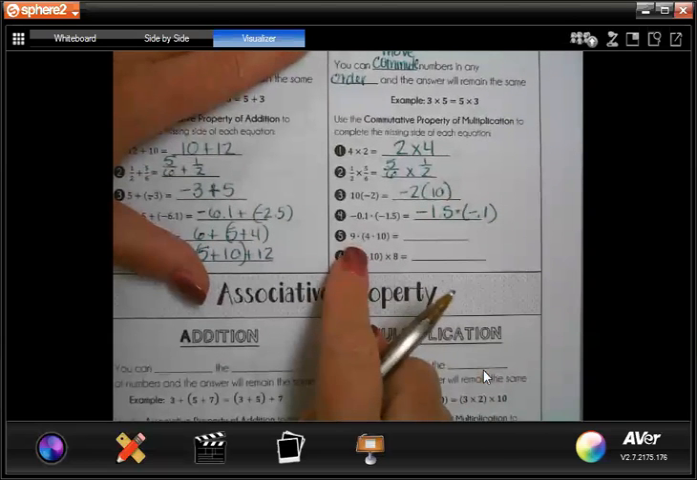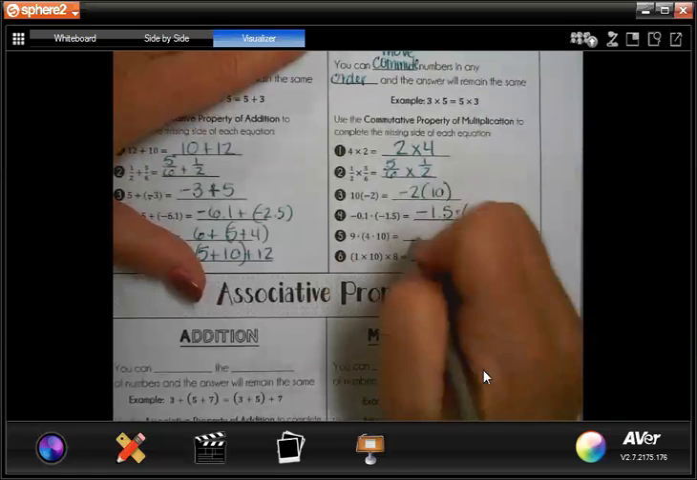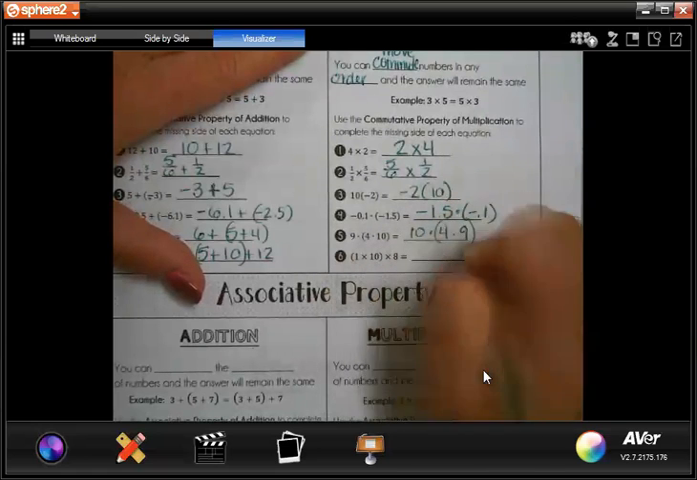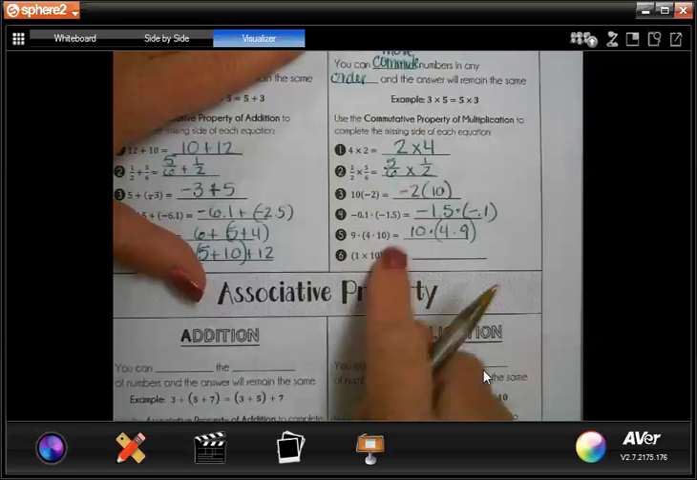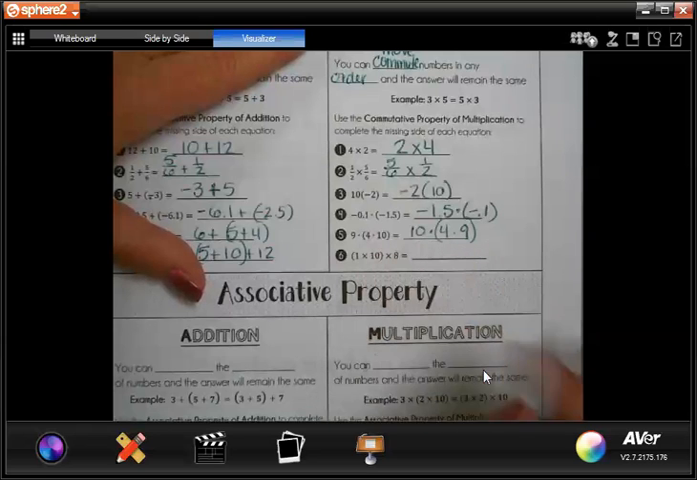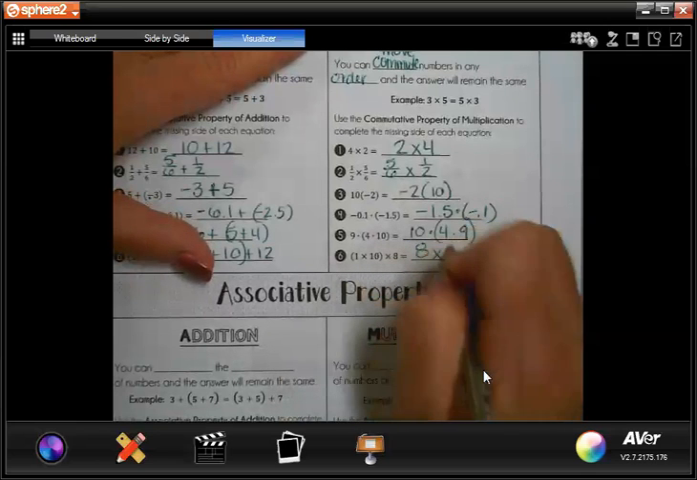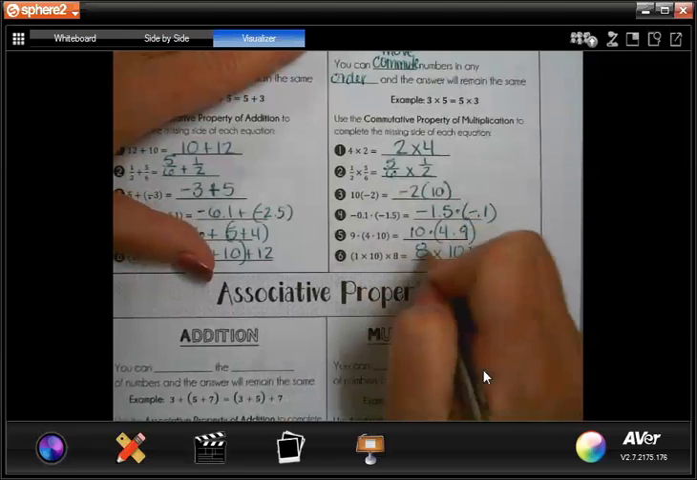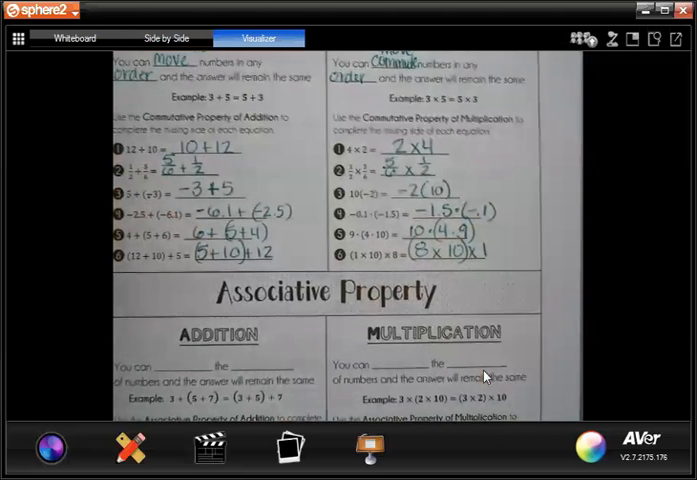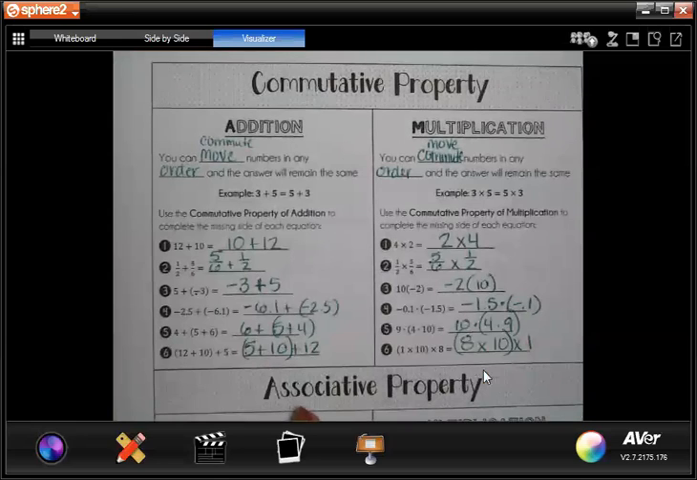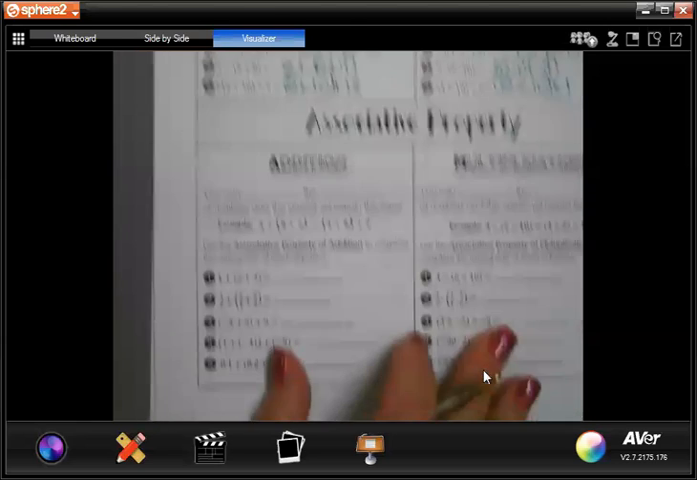Okay, 9 times 4 times 10 is the same as 10 times 4 times 9. Okay, so same numbers, different order. Okay, 1 times 10 times 8 is the same as 8 times 10 times 1. All right, so again, the commutative property of addition and multiplication allow us to move numbers around to make it simpler. All right, the associative property.